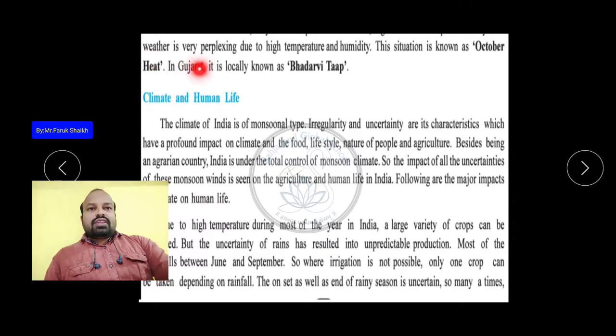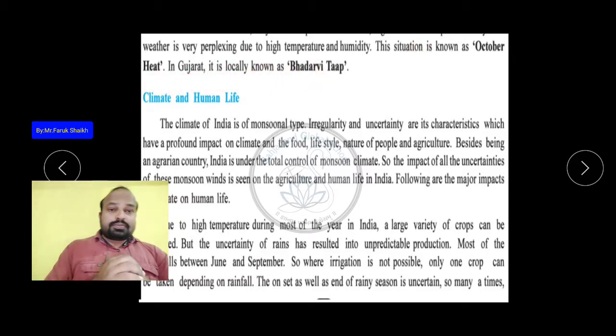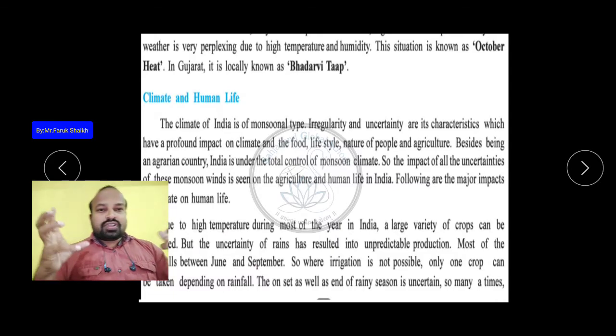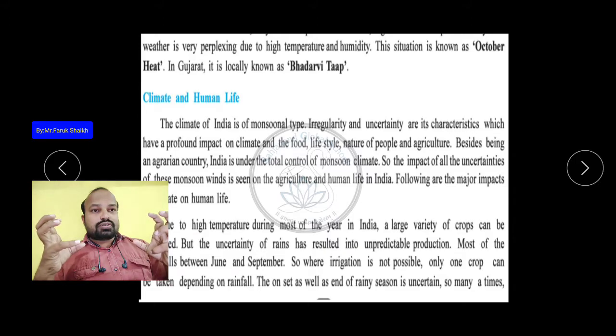So the weather is very perplexing due to the high temperature and humidity. This season is known as the October heat. In Gujarat it is locally known as Bhadarvi Tap. During the day it is very hot, but during the night it is cooler and moderate, which is pleasant. But during the day, because of the temperature and humidity, we feel so much hot humidity.